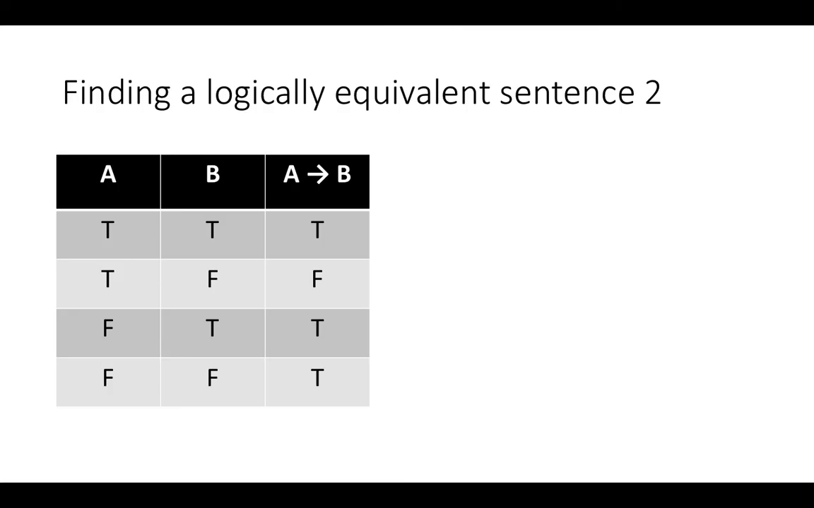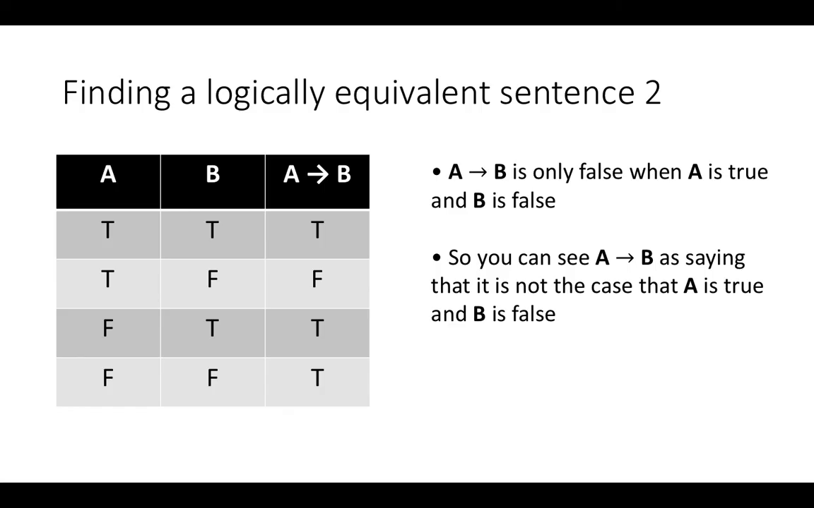Now let's start with the row where A arrow B comes out as false. As we've repeatedly said, there's only one assignment of truth values that makes A arrow B come out false. That's the assignment where A is true and B is false. So you can see the sentence A arrow B as effectively saying that the assignment of values that makes it false does not hold, i.e. that it is not the case that A is true and B is false. So any sentence that says that it is not the case that A is true and B is false will come out as logically equivalent to A arrow B.